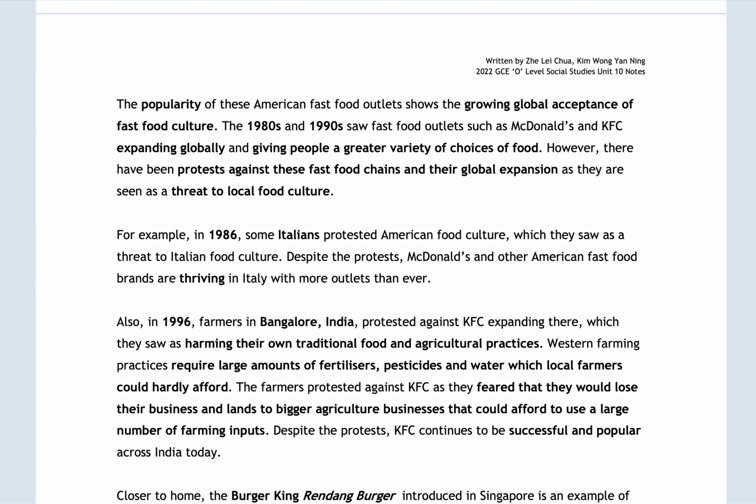In 1996, in Bangalore, India, a lot of people protested against KFC expansion. Not only were they harming the local food culture, they were also harming the land and the agriculture of the city. The Western farming practices require a lot of fertilizer, and local farmers definitely could not afford that. So they protested against the expansion of KFC because they feared they would lose their business to these larger food chains and larger agriculture businesses providing for KFC.